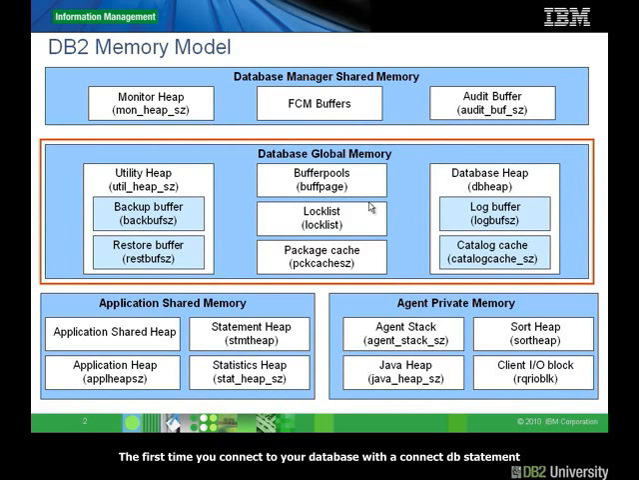The first time you connect to a database with the connect DB statement, or activate to a database with the activate DB statement, the database global memory will be brought up. So if you have many connections to different databases, then more memory will be consumed at the same time.